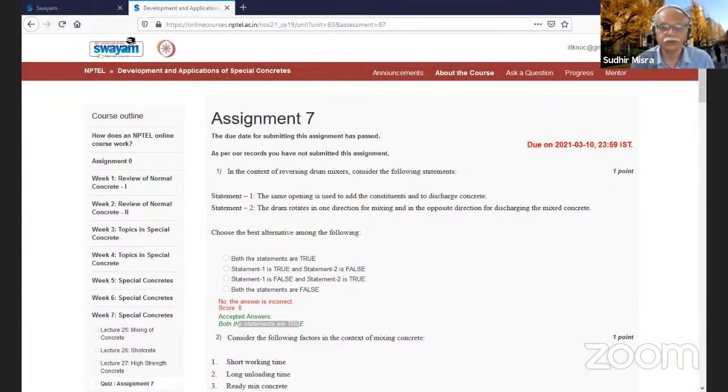So here is the question, Mr. S.A.M. Zaidi. The question says, in the context of reversing drum mixers, consider the following statements. The same opening is used to add the constituents and discharge concrete. The drum rotates in one direction for mixing and the opposite direction for discharging the mix. The acceptable answer is that both the statements are true, isn't it?